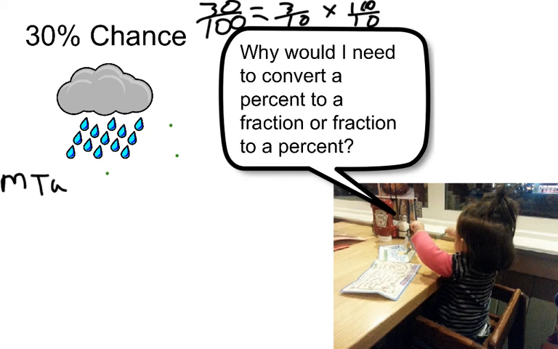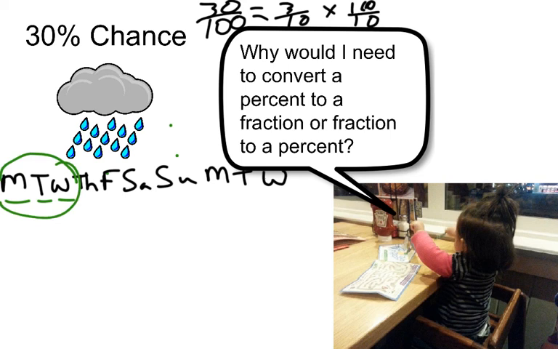would let you know, well, if I had 10 days, Monday, Tuesday, Wednesday, Thursday, Friday, Saturday, Sunday, Monday, Tuesday, Wednesday, I could then say, well, if there's a 30% chance of rain over the next 10 days, I would understand that 3 of those 10 days would have rain. Possibly. So understanding those conversions can really help you.